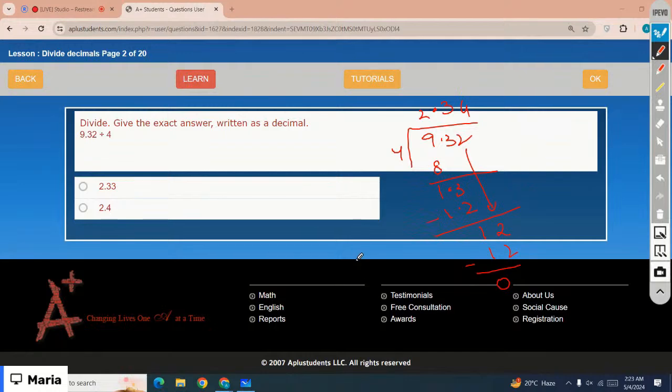So the answer is 2.33; 4 times 3 is 12. The correct option is 2.33, right? Option number 1 is the correct option.